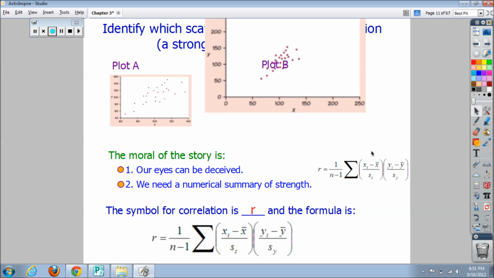And we need a numerical number for our strength. And that's what our r is going to represent. Anytime you see r, that is going to stand for our correlation.